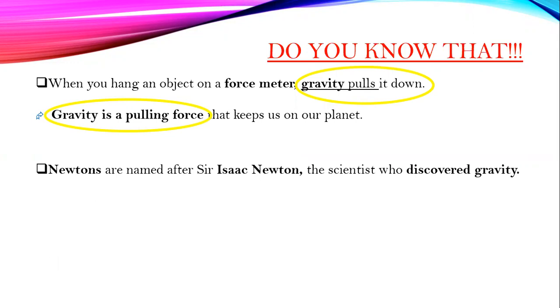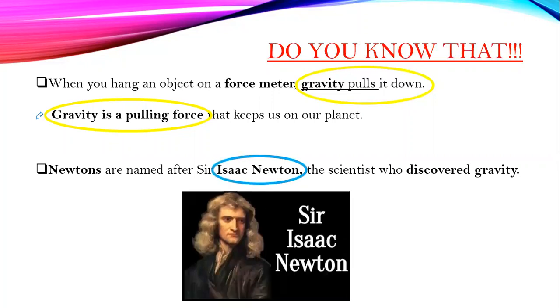So do you know why newtons are called like this? Newtons are named after Sir Isaac Newton, the scientist who discovered gravity. He discovered that the Earth has its gravity, the pulling force. That's why the measuring unit of any force is called after Sir Isaac Newton. So when we need to measure a force, we use newtons as the measuring unit, referring to Sir Isaac Newton.